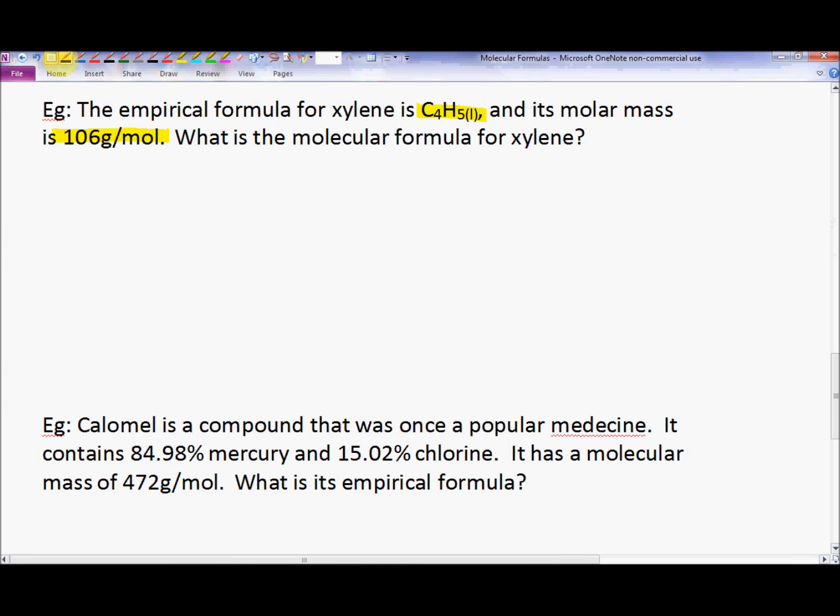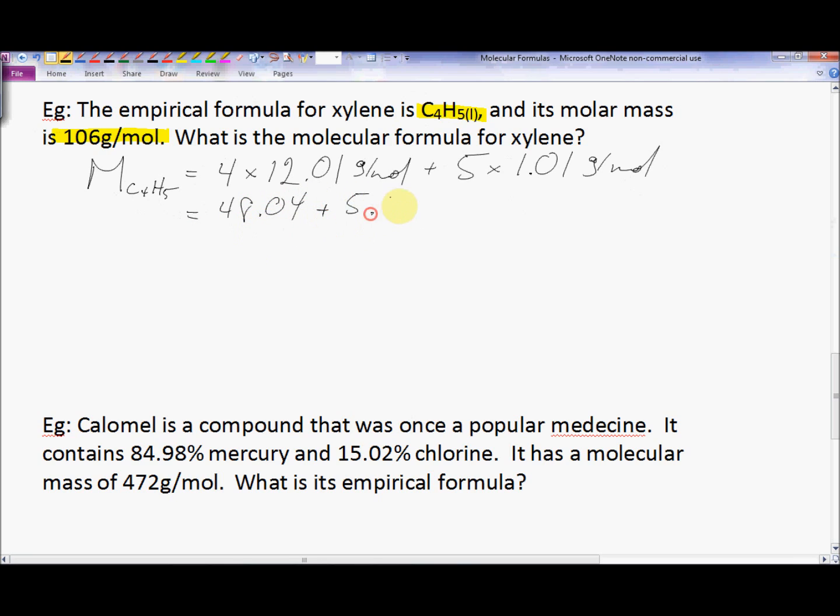First step you want to take here is to find the molar mass of the empirical formula. And so we'll do that just now. So the molar mass of C4H5 is equal to 4 times 12.01 grams per mole plus 5 times 1.01 grams per mole. And that works out to be 48.04 plus 5.05 grams per mole. In total, C4H5 has a mass of 53.09 grams per mole.